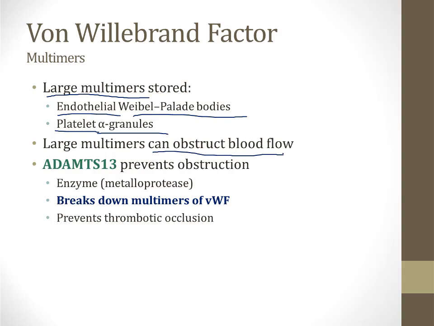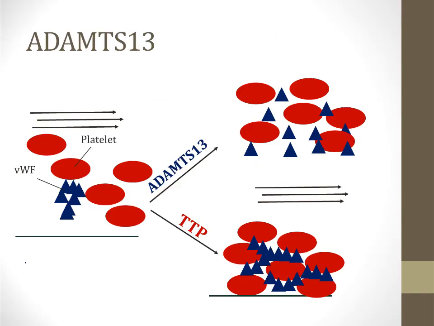The reason this doesn't normally occur is because of ADAMTS13. It's an enzyme, technically a metalloprotease, and it breaks down the multimers of von Willebrand factor and prevents thrombotic occlusion. The structure of von Willebrand factor and its interaction with ADAMTS13 is highly complex.